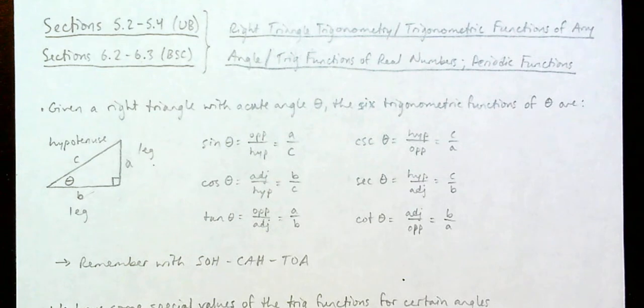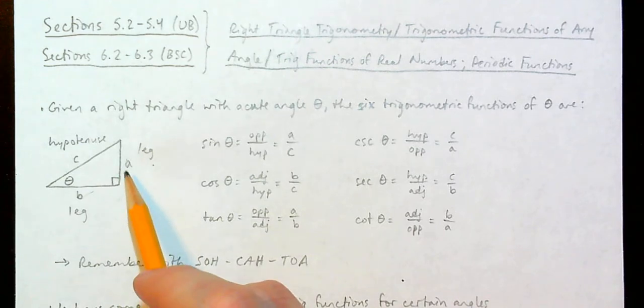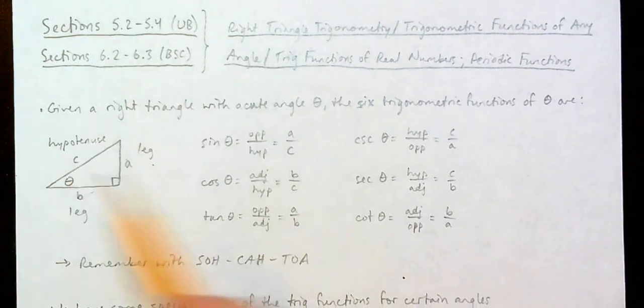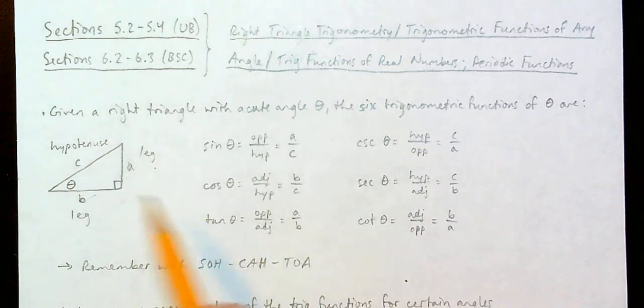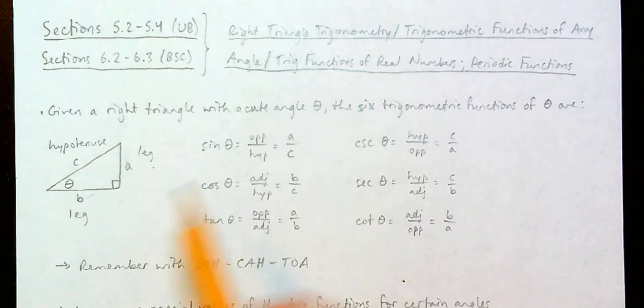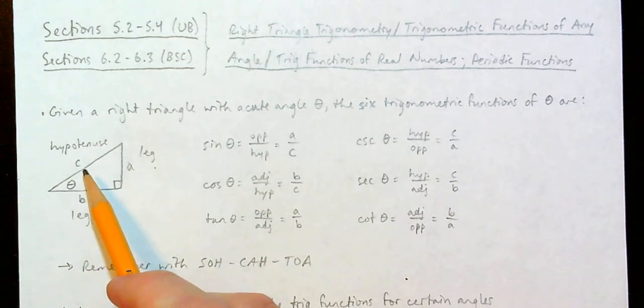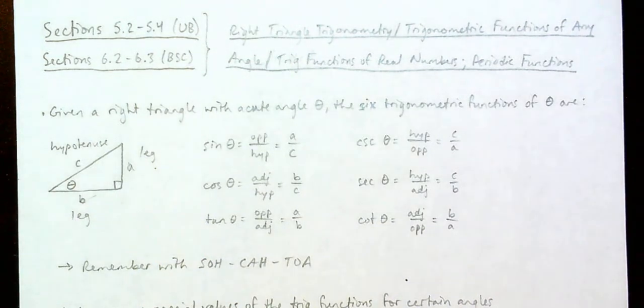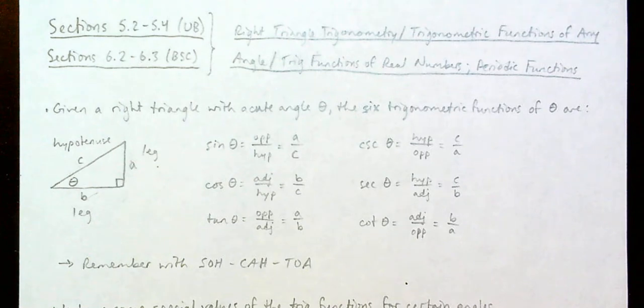So given a right triangle with acute angle theta, the six trigonometric functions of theta are: we have sine of theta, sin. That is the ratio of the length of the side opposite theta divided by the hypotenuse, or a over c. We have cosine of theta, cos, which is the ratio of the side which is adjacent to theta, divided by the hypotenuse c. And then we have tangent of theta, or tan theta, which is the ratio of the side opposite theta divided by the side which is adjacent to theta.